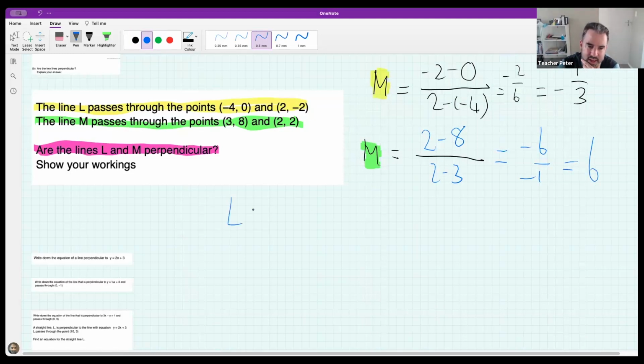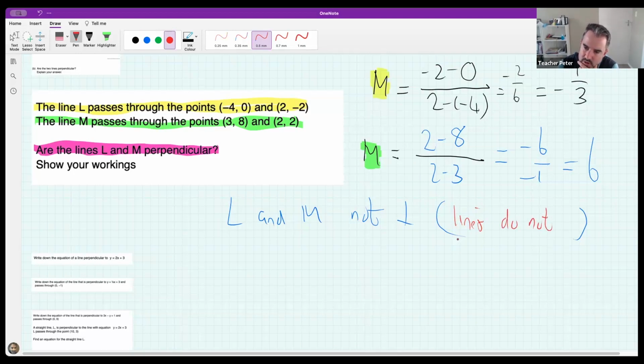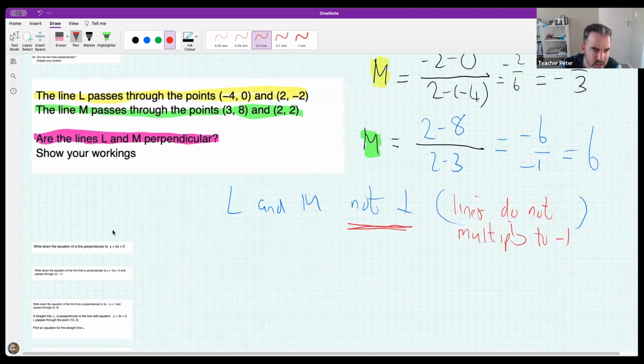Okay, so line L and line M are not perpendicular, and the reason they're not perpendicular is that the gradients do not multiply to -1. If you multiply 6 by -1/3, you do not get -1, and so they are not perpendicular. Okay, that wasn't so bad. I think Nomfundo agrees. Okay, now let's do another type of question.